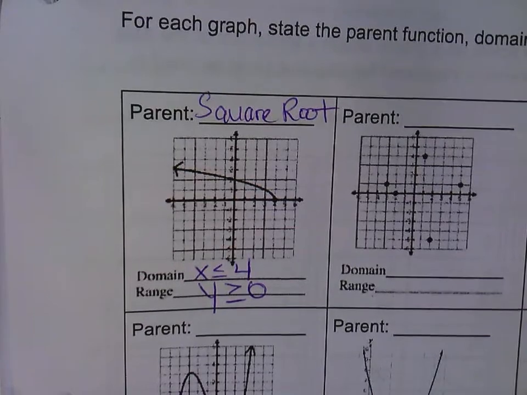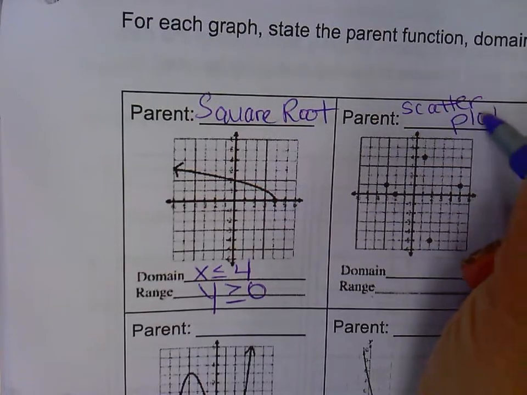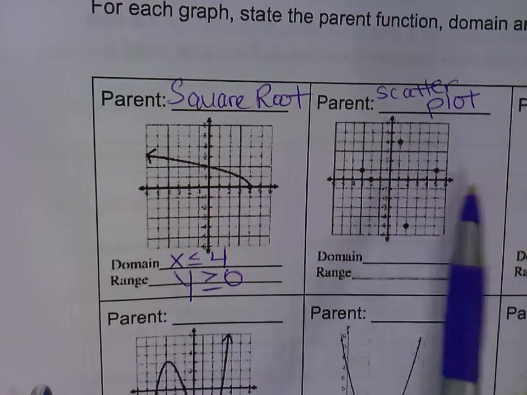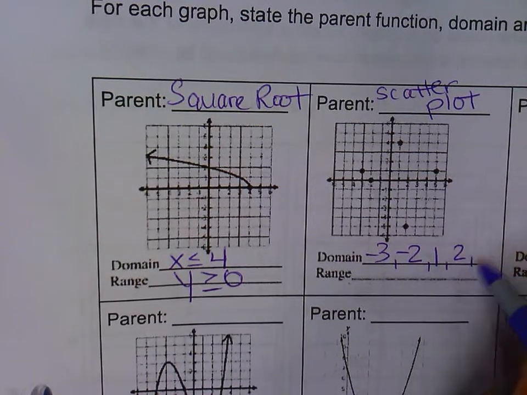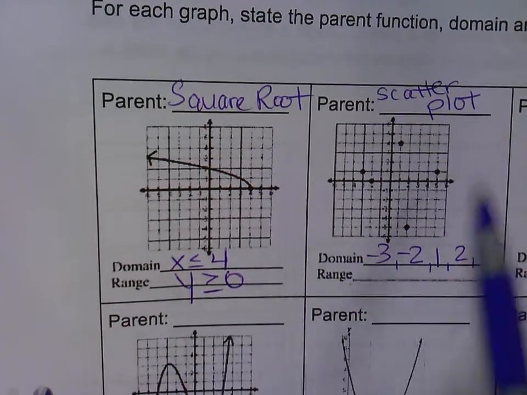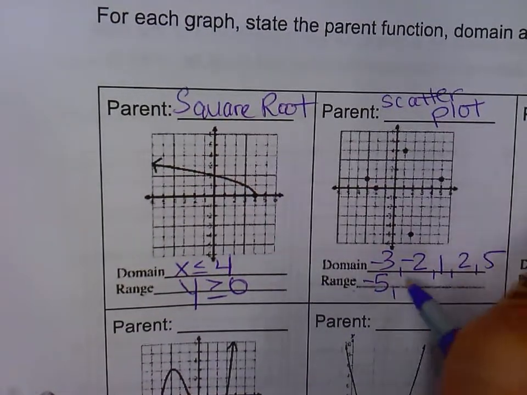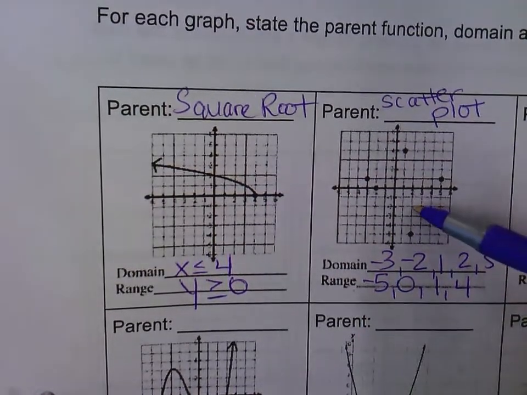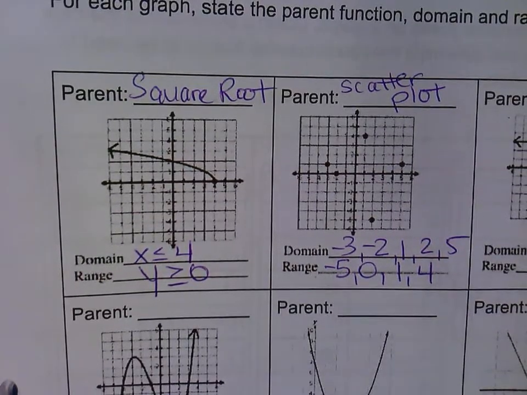Question number 2, kind of a trick question here, but it's just a scatter plot. It's not a line, it's not really anything but collected data. And domain, you're just going to list the x values. So you should have listed what? -3, -2, 1, 2, and 5. So those are the distinct x values of each of those points. Then you can list your range, the distinct y values: -5, 0, 1, and 4. I think it's -5. So that's listing distinct values. You can't assume that you can connect the dots.